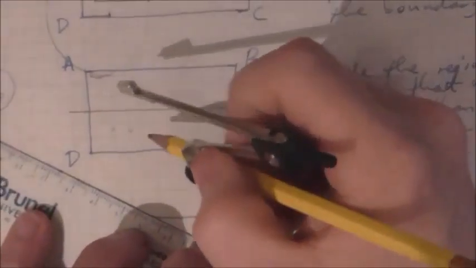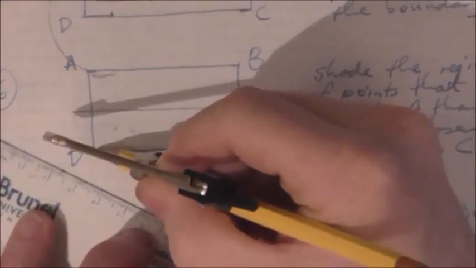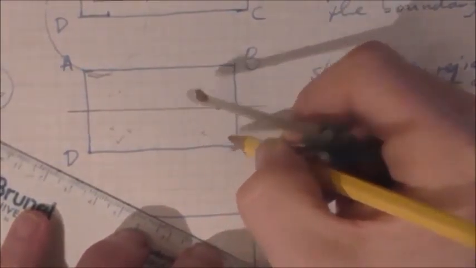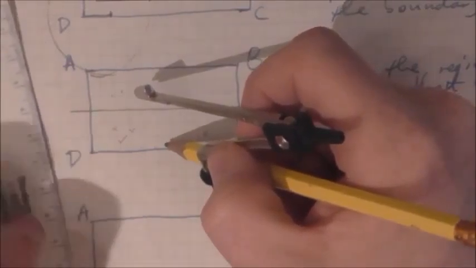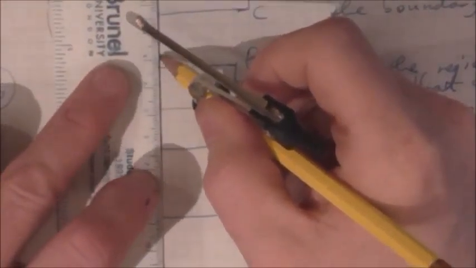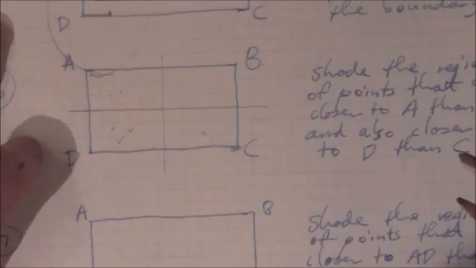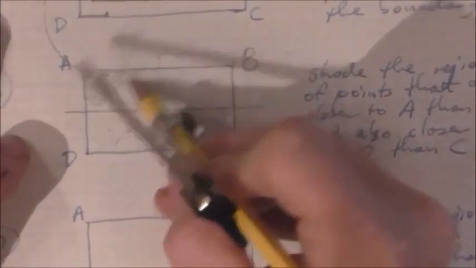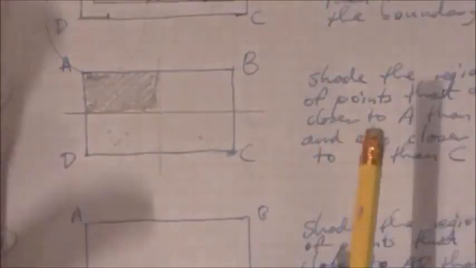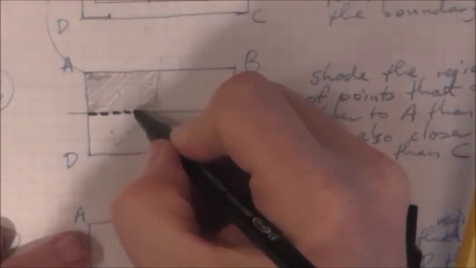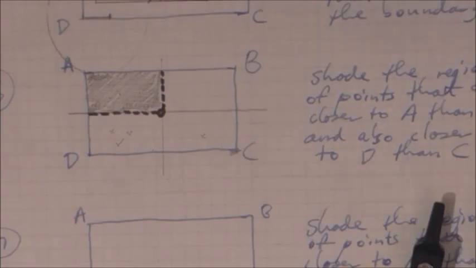Closer to D than C. So that's closer to D than C, that's not. Again, the boundary line will be what's halfway between those. 1, 2, 3, 4, 5, 6, 7, 9, 10, 11. So it's 5.5. So the ones that are closer to A than D, and also closer to D than C are these ones. I want to be super technical about it. Say closer. So you should show that these don't count, because they're not closer, they're the same distance.